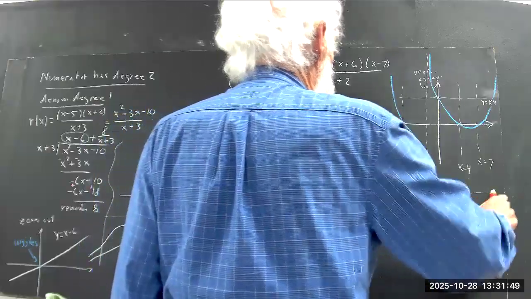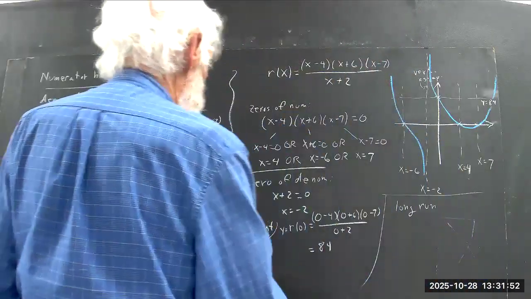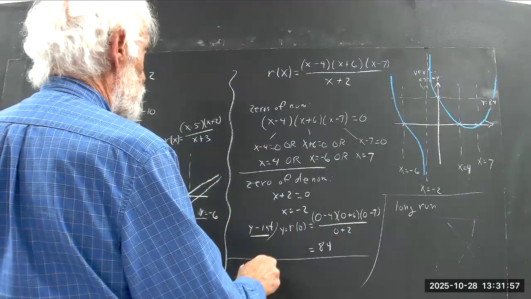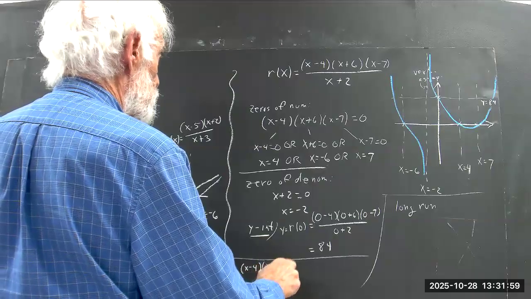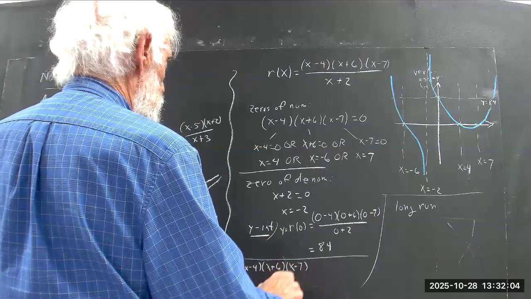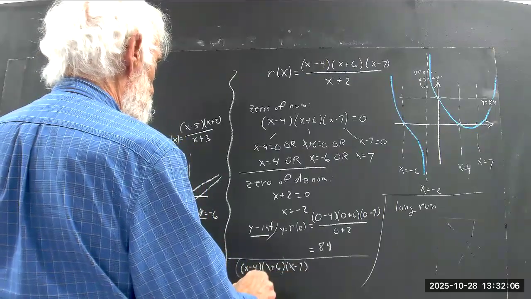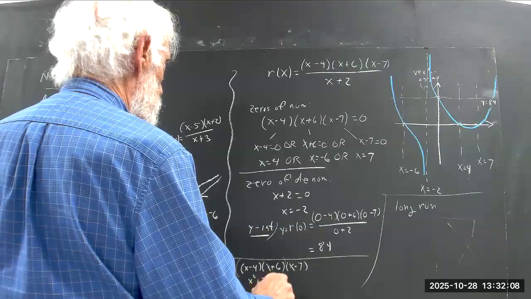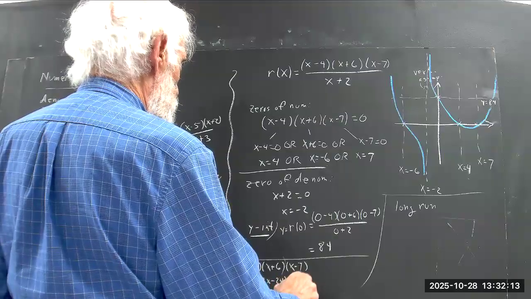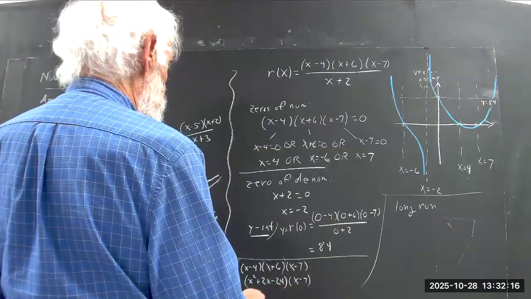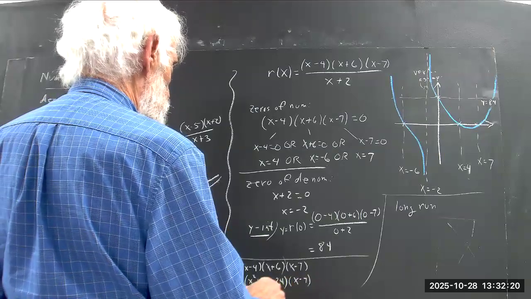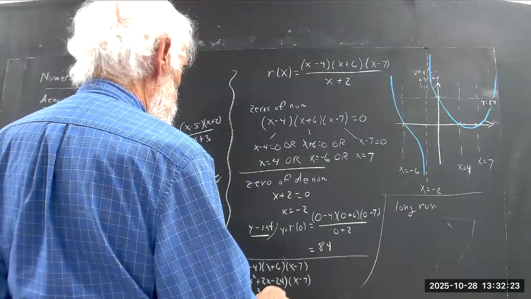Here's the long run behavior. Well, first of all, the numerator is (x minus 4)(x plus 6)(x minus 7). Now, if I multiply these out, I get x squared plus 2x minus 24 times x minus 7. And that's going to give me x cubed. I've got to be careful. I'll have negative 7x squared plus 2x squared, so I have negative 5x squared.